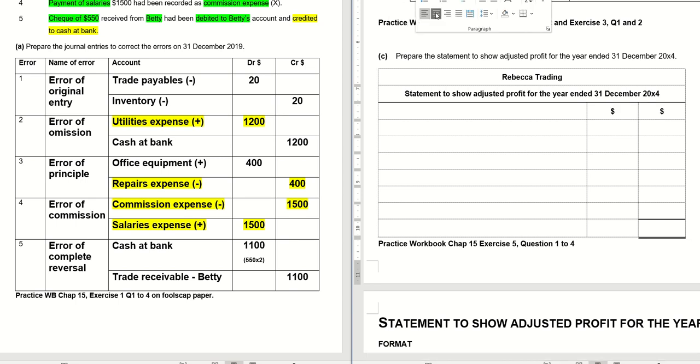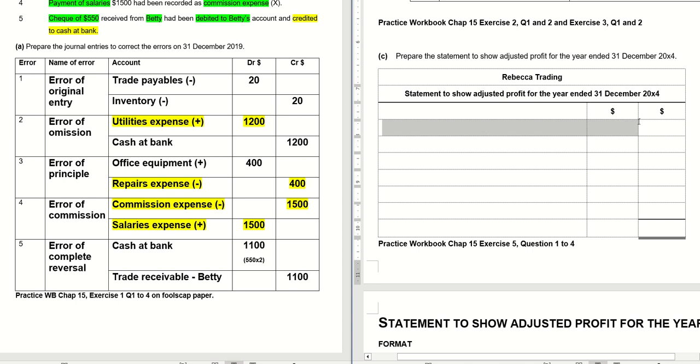$2, right? And we are going to start off first with the unadjusted profit for the year. The question didn't state this, but let's take it that the unadjusted profit for the year from the financial statements is 22,900. After that, you are going to add all your errors that will increase the profit.